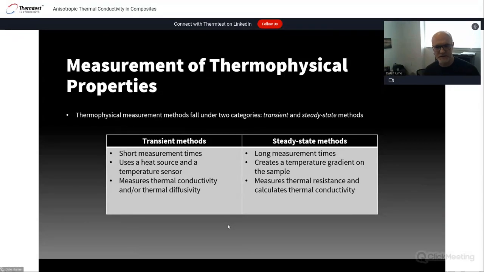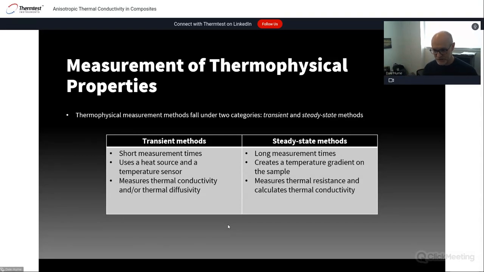Across transient hot wire, transient plane source, and modified transient plane source, they all use that same principle, where a small amount of heat is introduced to an electrically conductive metal, whether it be nickel or platinum. And as the heat diffuses away from that sensor, we're recording the transient temperature rise versus time.